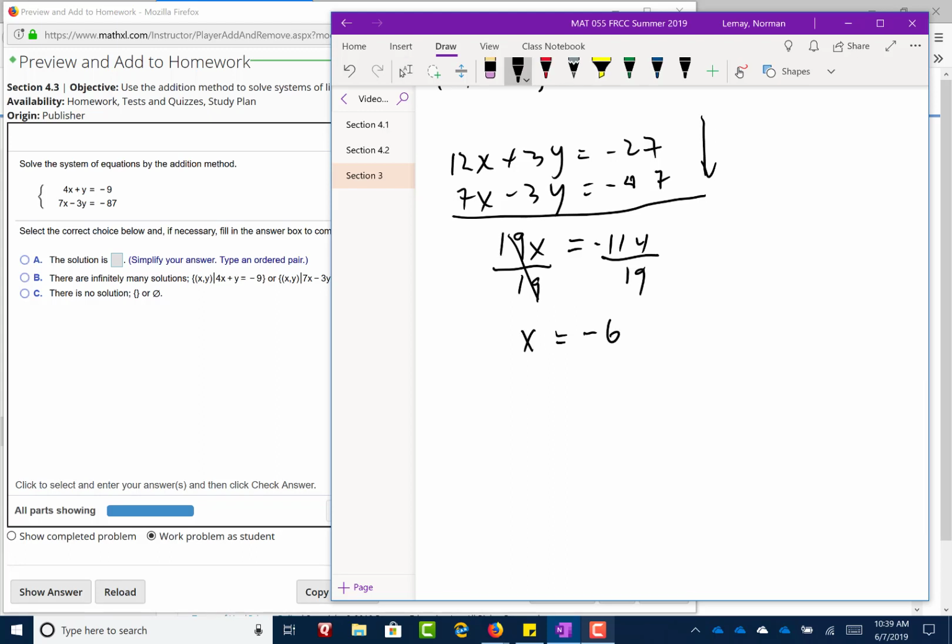Okay? I don't expect you to do this longhand. Just pop it in your calculator. Go ahead and do it. All right, so we have -6.